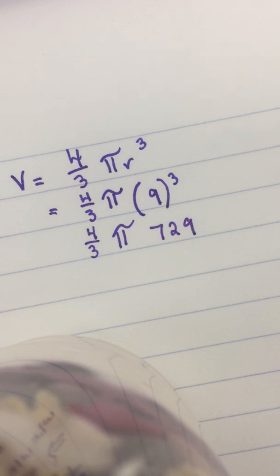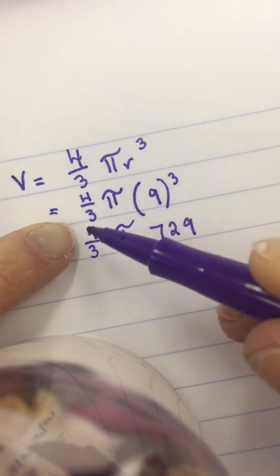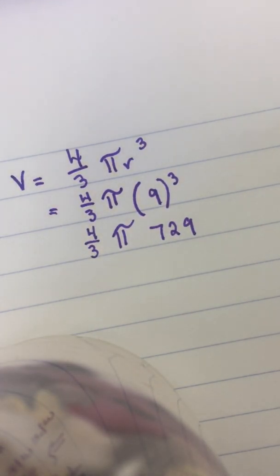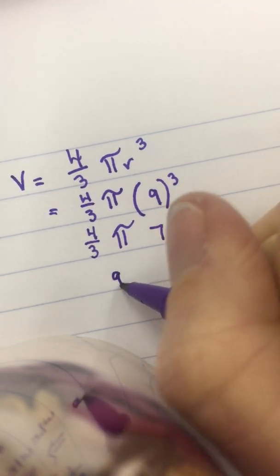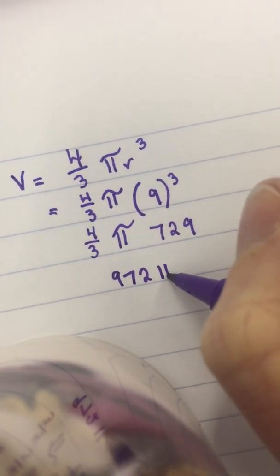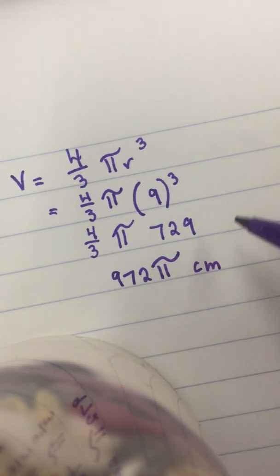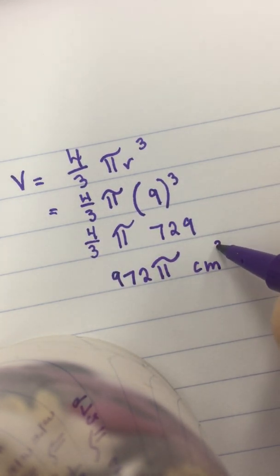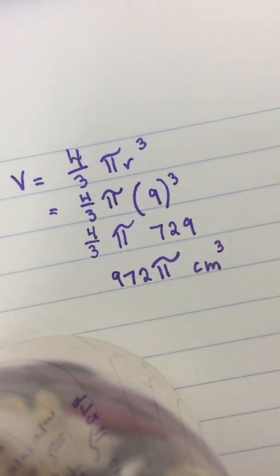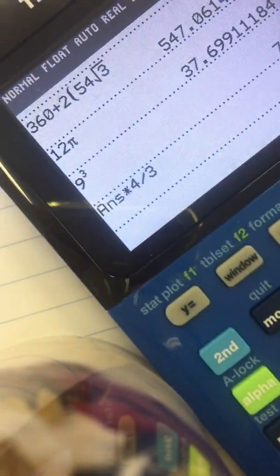So I'm going to say 729 times 4 divided by 3 on my calculator. Times 4 divided by 3, and that's going to do the 4/3 of it, and that is 972, and we still have pi. And our answer is in centimeters, and of course we're working on volume still, so this is centimeters cubed.